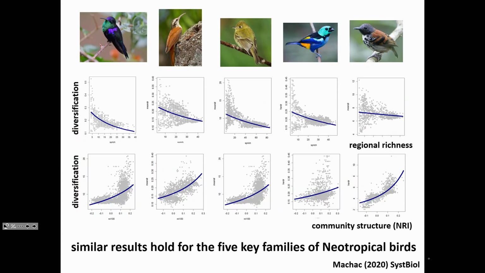But when we look at the results for all 5 groups of birds, you see that the same results emerge time and again across all 5 families of the birds in the neotropics. So in all of these situations, in all of these groups, you see that diversification declines with regional richness, and this corresponds with community phylogenetic structure. Right? So again, it seems to be consistent across multiple clades.